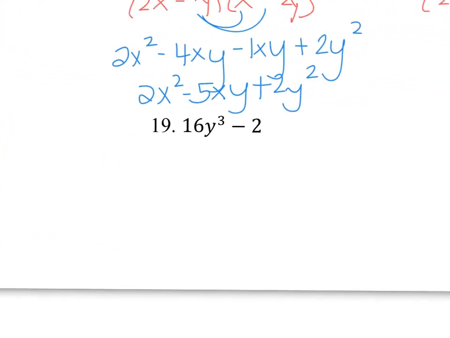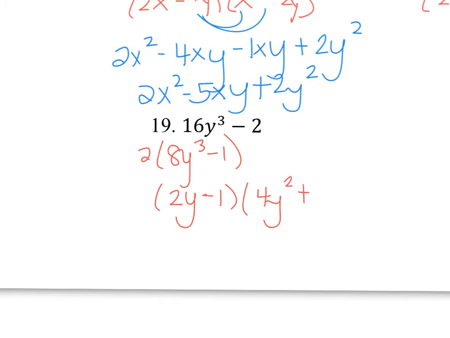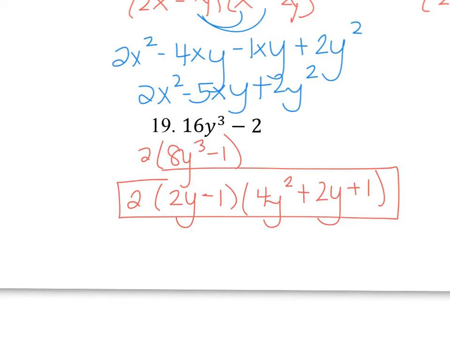19. 19 is another SOPs problem, but notice 16 is not a perfect cube. So you have to always start with taking out a GCF. So my GCF is 2. So now I'm left with 8y cubed minus 1. And now I can do SOPs. So 2y minus 1. Now SOPs: square, 4y squared; opposite; product is 2y; positive; square the last term. And don't forget your GCF on the outside. Go ahead and flip your paper.